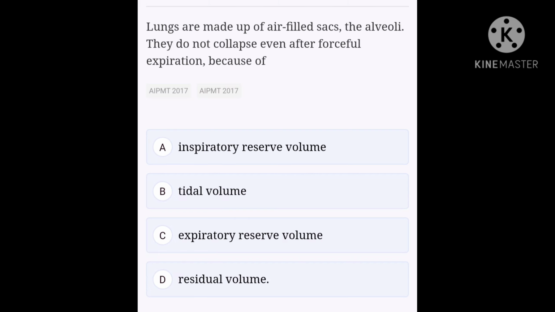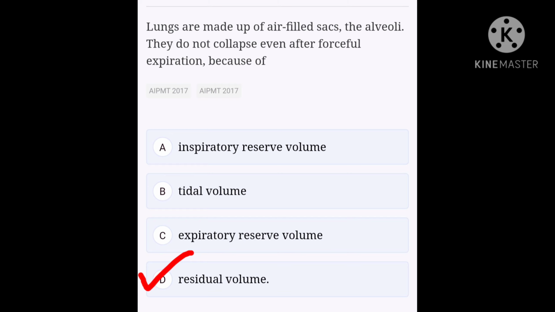Okay, next question. Lungs are made up of air-filled sacs, the alveoli. They do not collapse even after forceful expiration because of option A inspiratory reserve volume, option B tidal volume, option C expiratory reserve volume, option D residual volume. Residual volume is the volume of air which remains in the lungs after the most forceful expiration. This residual air enables the lungs to continue exchange of gases even after maximum exhalation. Due to this, lungs do not collapse even after forceful expiration, and the right answer is option D, residual volume.